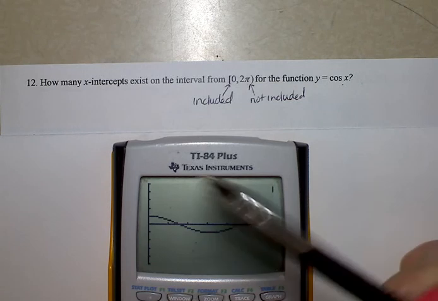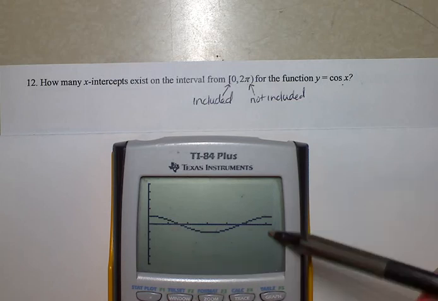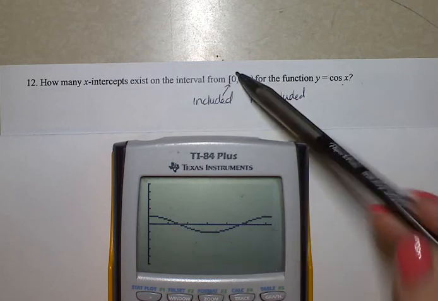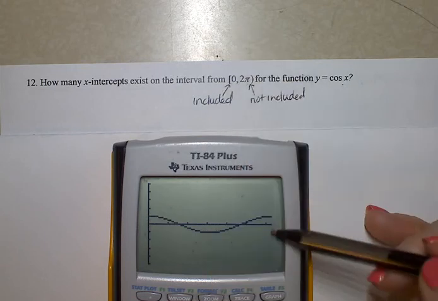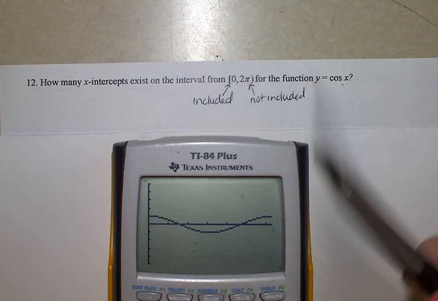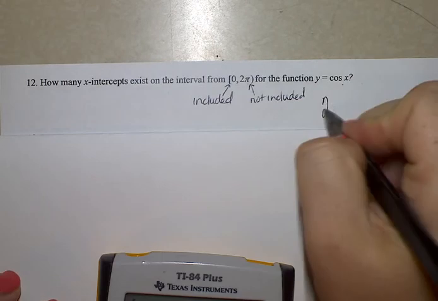As a reminder, this is 0 and this is 2 pi. This is the interval that I've set. Do we include 0? Yes or no? Yes, because it's a bracket. Do we include what happens at 2 pi? No, because it's parentheses. So how many x-intercepts do you see here? Problem done. 2 x-intercepts.